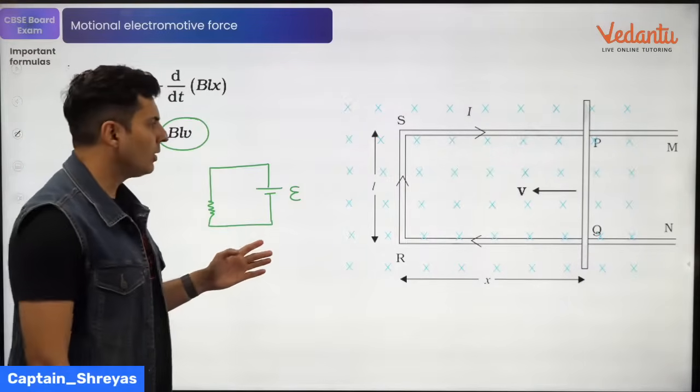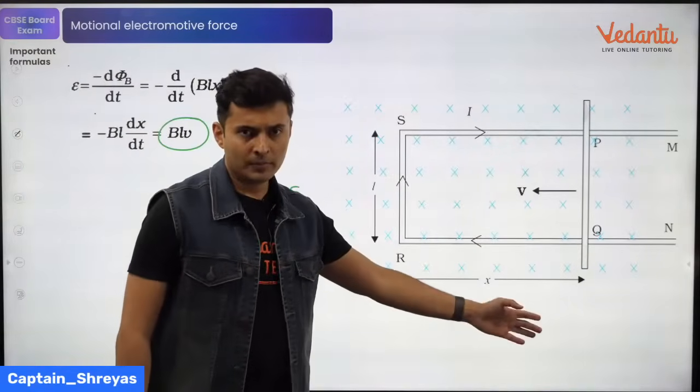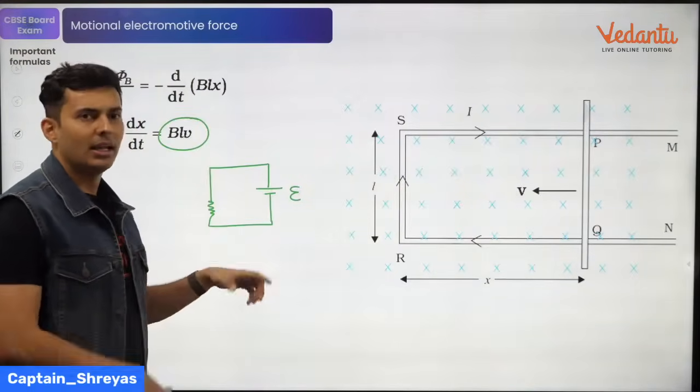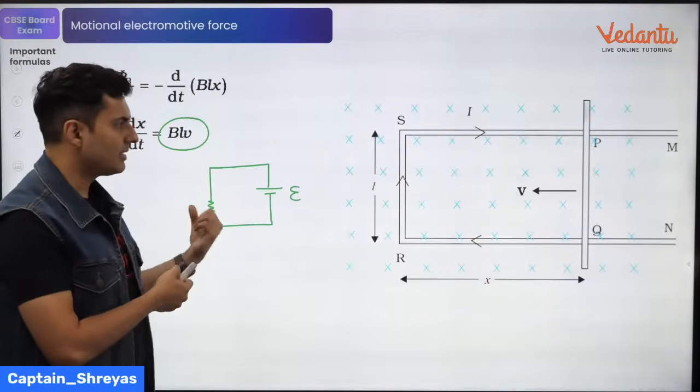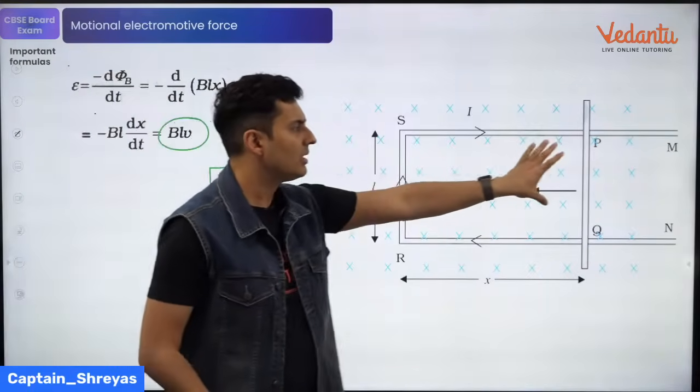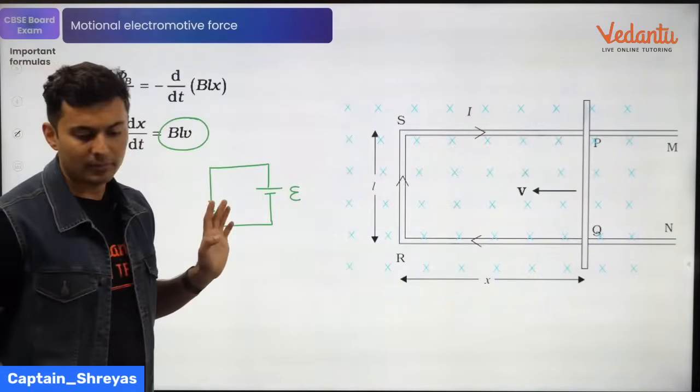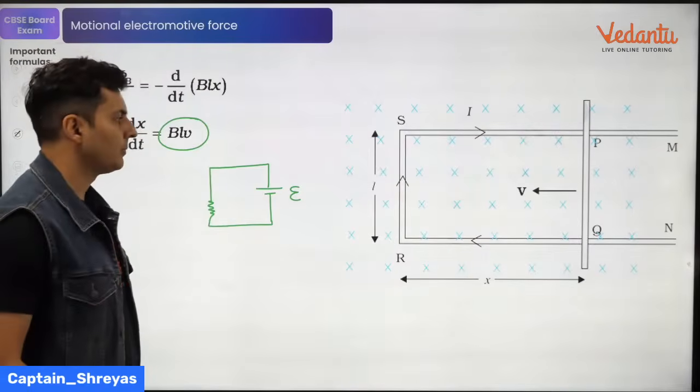So like I was saying before, a moving rod in a field behaves like a battery whose voltage is BLV, and that's how it produces the current inside that particular circuit. So you can see this rod is now just like a battery. You can replace it like that. So you can solve problems based on this then.